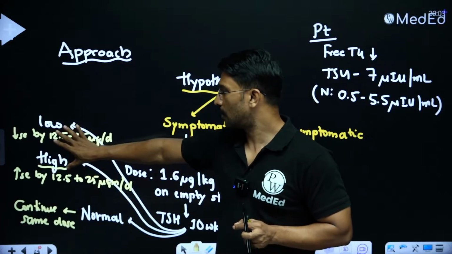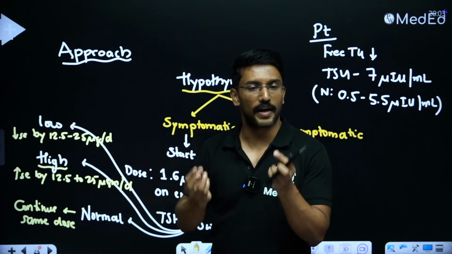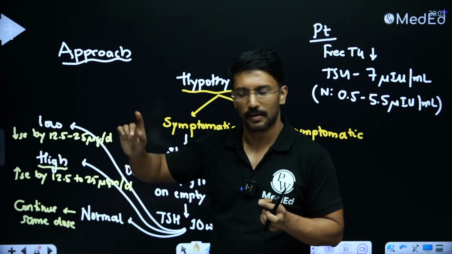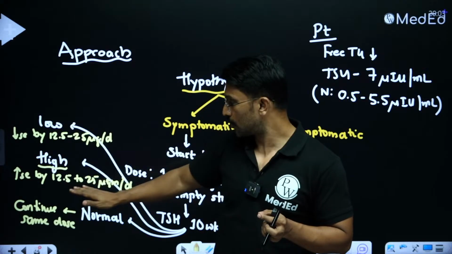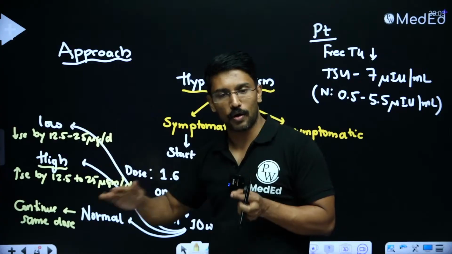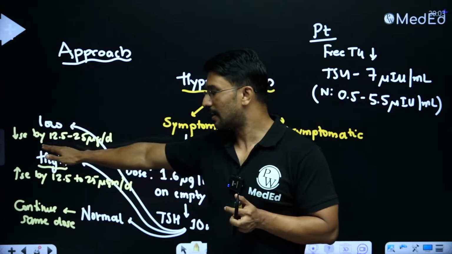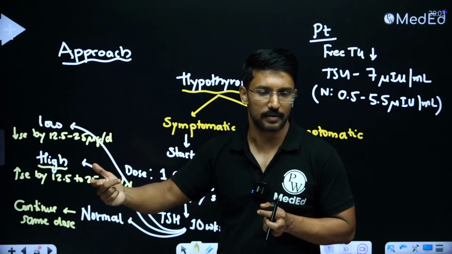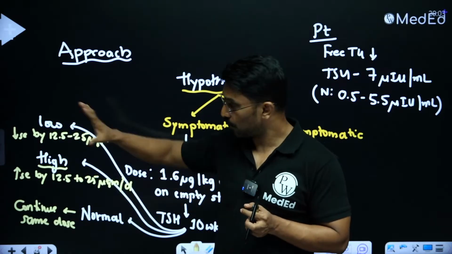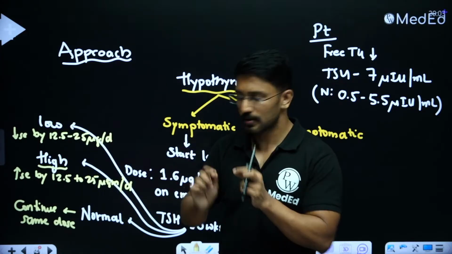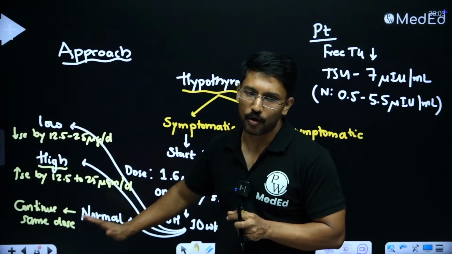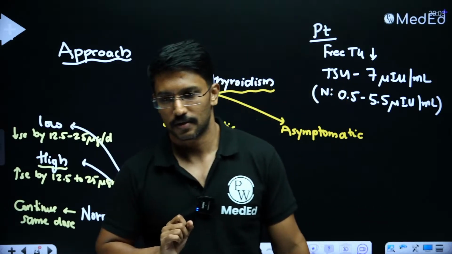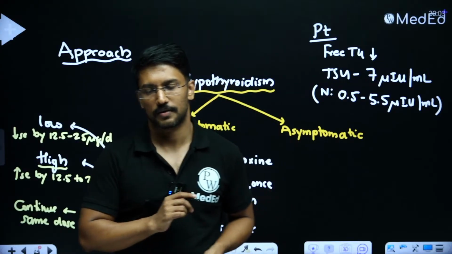But if it is not in the normal range, that means I still need to titrate the dose. If it is still high, then I will increase the dose by 12.5 to 25. And if it is low now, below normal range, then I will decrease the dose by 12.5 to 25, and I will repeat the TSH 10 weeks later. So this cycle will continue, repeat TSH, adjustment of the dose, till I get the TSH under normal range. Once it is in the normal range, I know that is the dose that this patient requires.